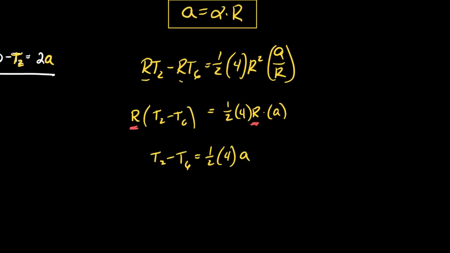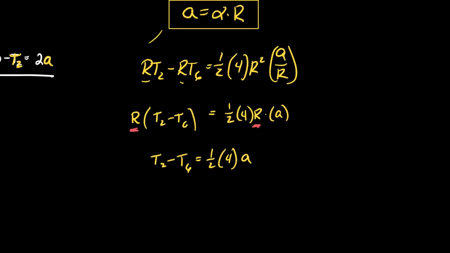Doing this one simple substitution right here simplifies the problem a lot. It puts everything in terms of a. I would highly encourage you to put everything in terms of the linear acceleration. Do that, it makes the problem easier to solve. Even if they ask for an angular value, put everything in terms of the linear acceleration first, and then go back and convert it to angular if you have to. But start there. Now, you have two other relationships.